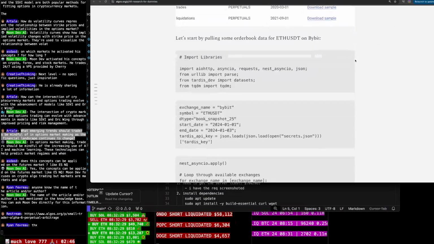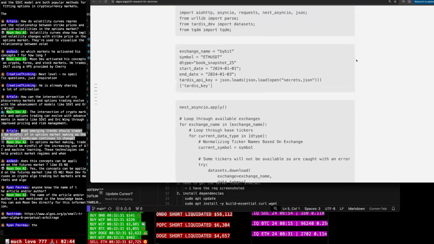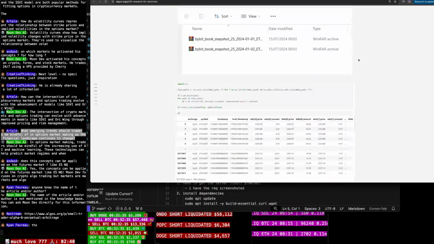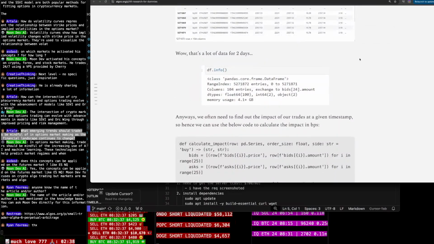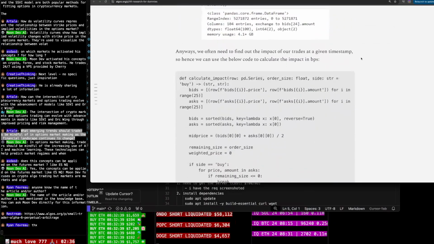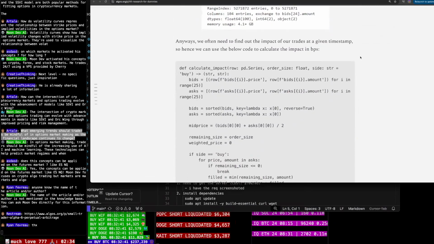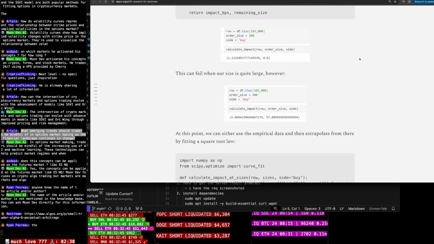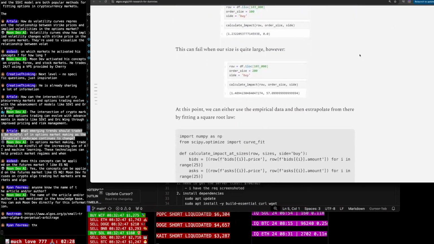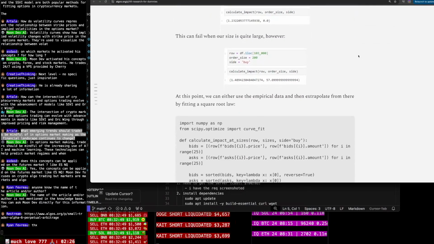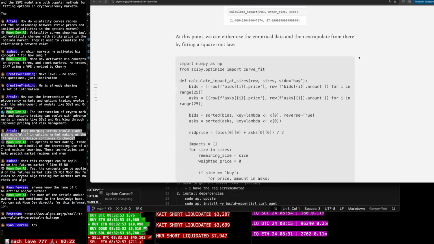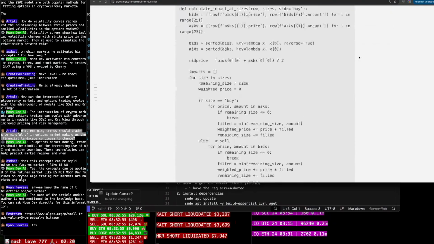Start by pulling some data for USDT. So this shows you how to pull the data for Bybit. Okay, that's cool. Wow, that's a lot of data for 2 days. Anyways, we often need to find out the impact of our trades given a timestamp. This can fail when our size is quite large, however. At this point, we can either use the empirical data and then extrapolate from there by fitting the square root law.